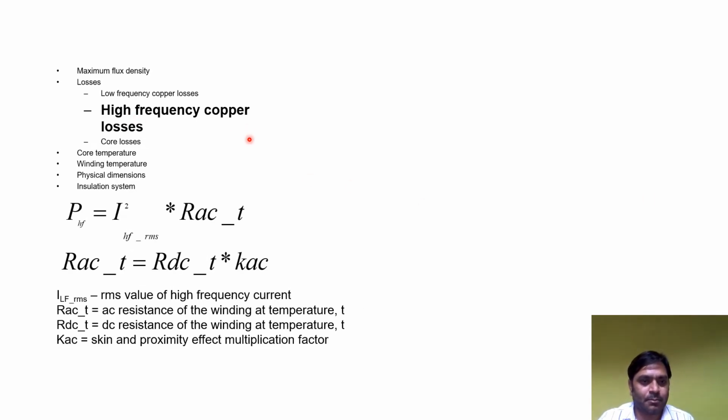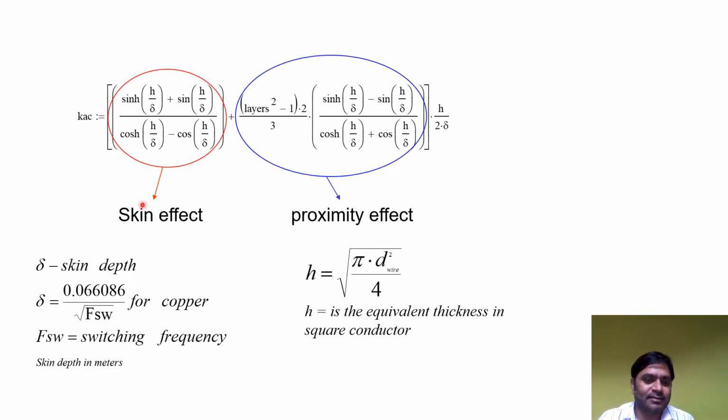Then how do we calculate the high frequency copper losses? P high frequency losses will be calculated as I squared RMS, the high frequency current, times RAC at a particular temperature. RAC at temperature T will be equal to RDC at temperature T multiplied by KAC. KAC is the skin and proximity effect multiplication factor, RAC is the AC resistance of the winding at temperature T, and RDC is the DC resistance of the winding at temperature T. So this is how we calculate the high frequency losses. And here is the factor which we talked about in the previous slide. KAC is the skin effect factor.